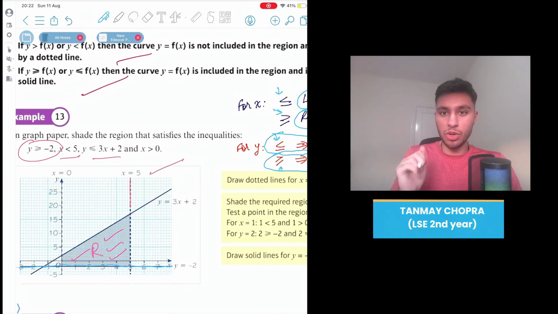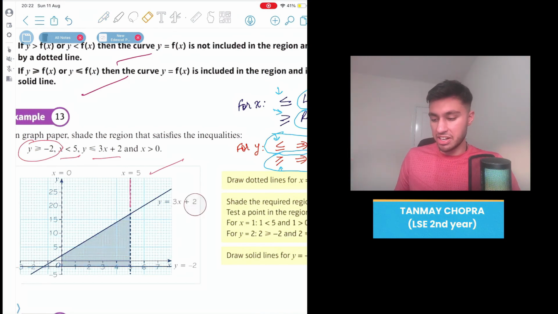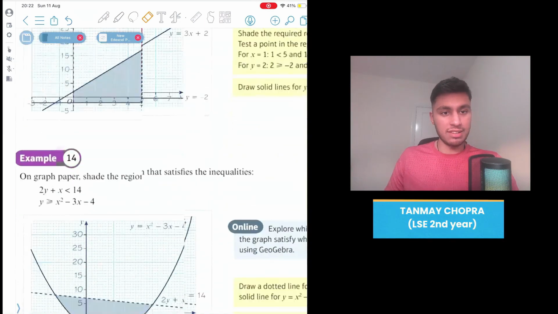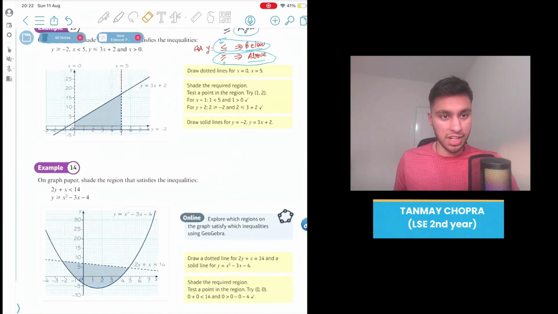If you are below a line, you are less than it. If you are above a line, you are more than it. Exactly. This is literally what is going on. Do some questions and you'll get a hang of it. Let's look at another example. On the graph paper, shade the regions that satisfy these inequalities.